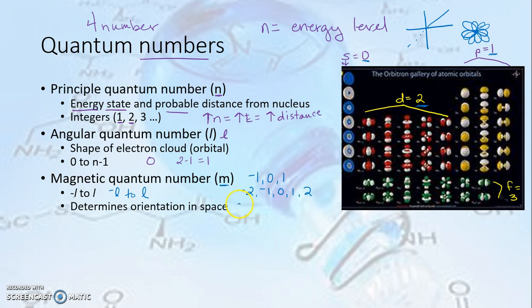And then for your F, you can have -3, -2, -1, 0, 1, 2, and 3. Whew. I know, quantum numbers.